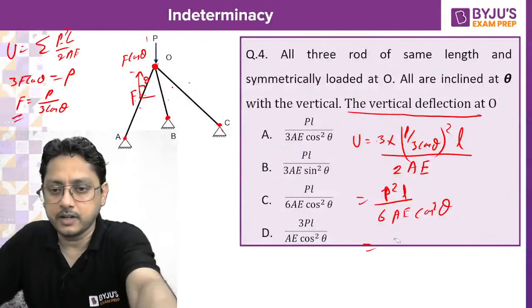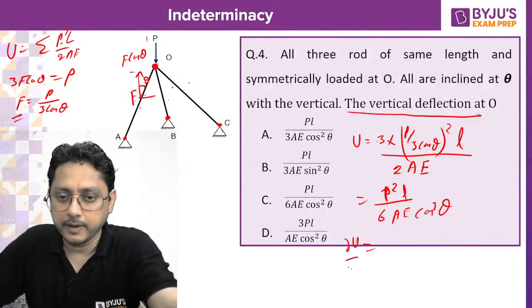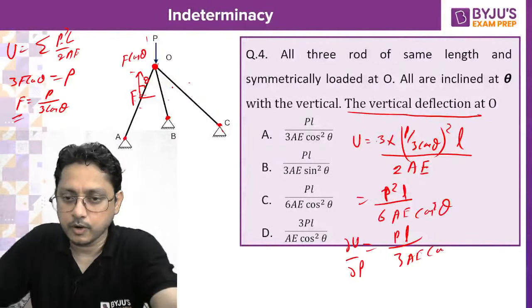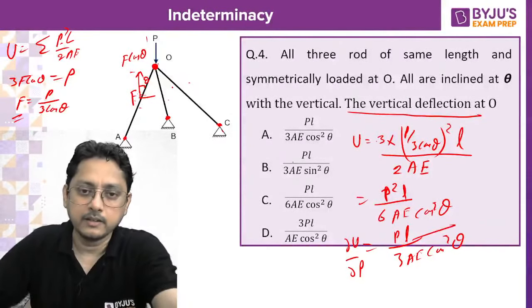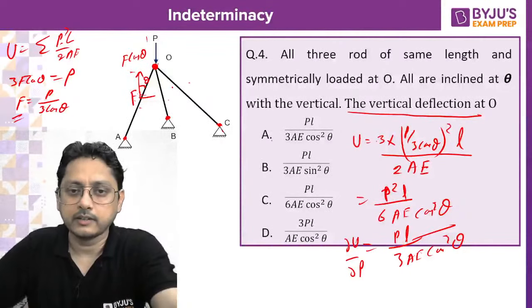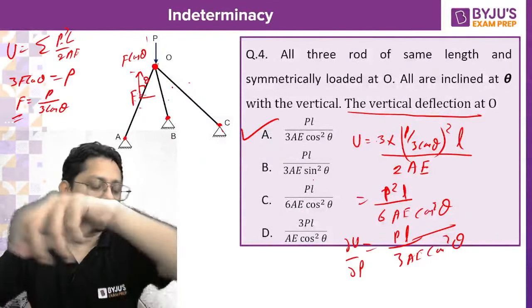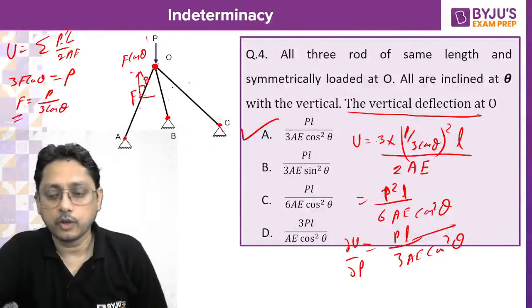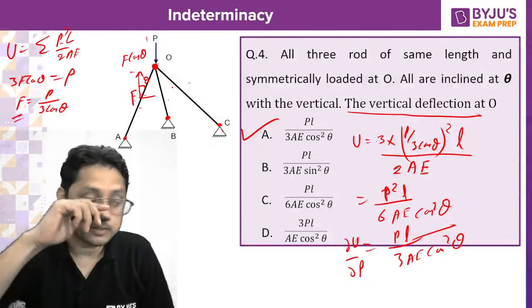So if you do a partial differentiation, that is del U by del P. How much will you get here? PL by 3A cos square theta. That's all. PL by 3A cos square theta. Right. That is all about the force method, whether you are using Castigliano, or your unit load method, or your consistent deformation method.